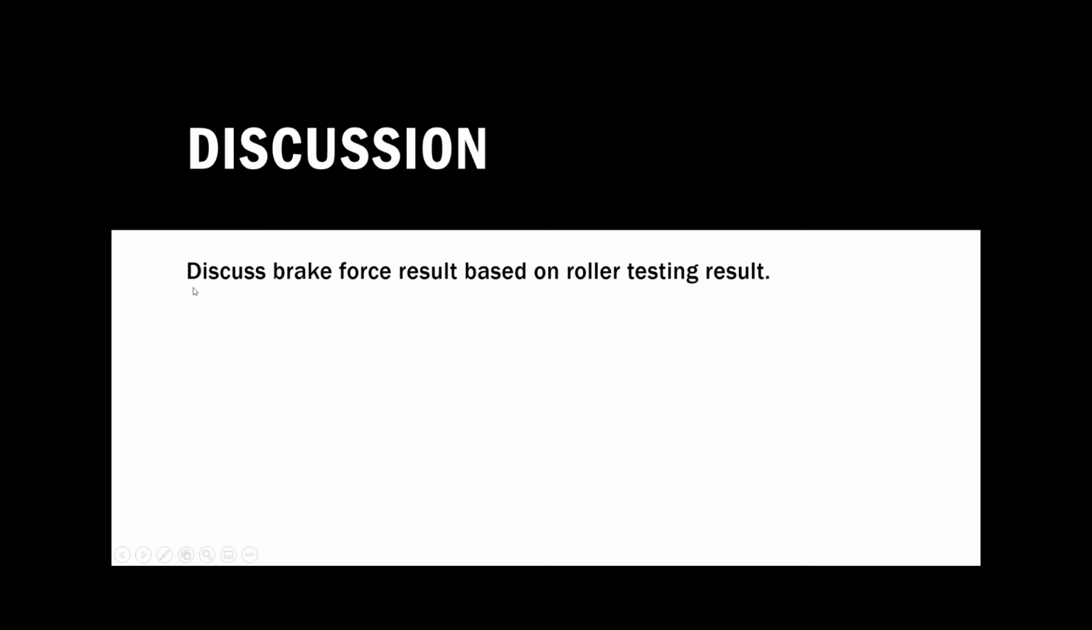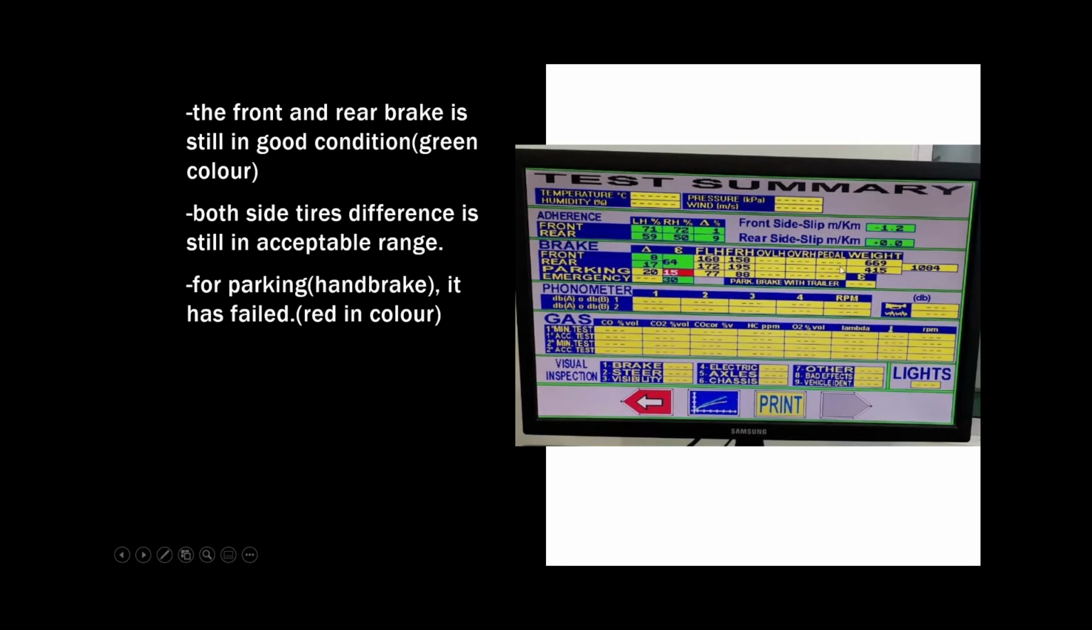For discussion, discuss brake force result based on the roller testing result. So you can see at the right hand side, this is the test summary from this lab. So for brake, there are four items: front, rear, parking, and emergency. For front, rear, and emergency, the result is in green color, which is in acceptable condition. So the efficiency of the brake, which is 64%, is good.